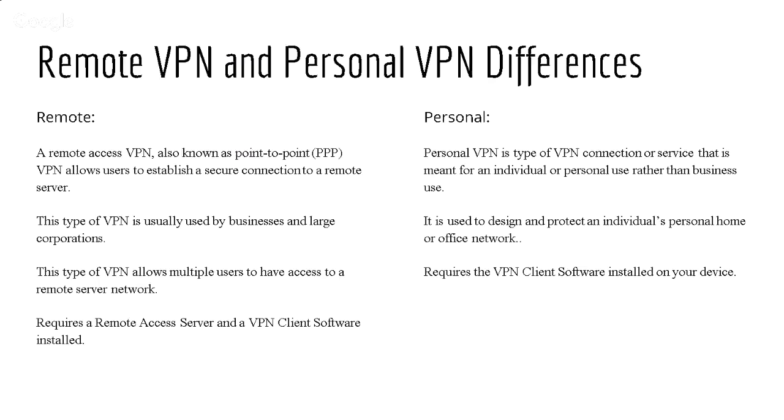A remote access VPN, also known as a point-to-point VPN, allows users to establish a secure connection to a remote server. It's usually reserved for businesses and large corporations. This type of VPN allows multiple users to have access to a remote server network. And finally, this also requires you to have a remote access server and VPN client software installed.